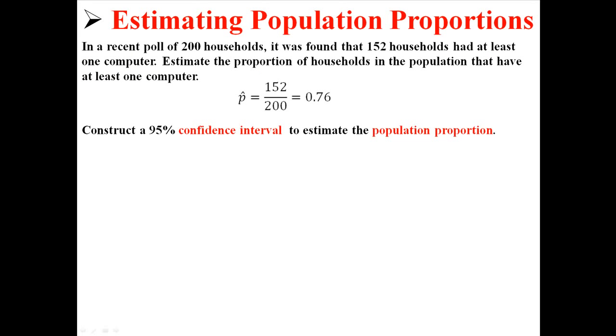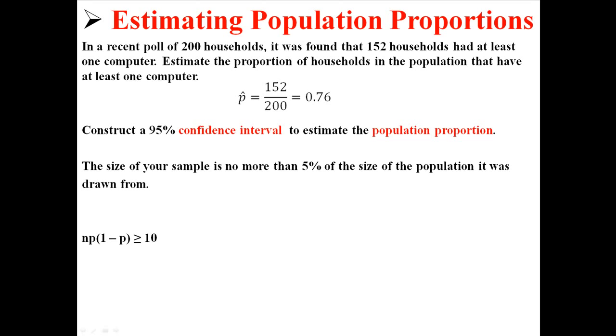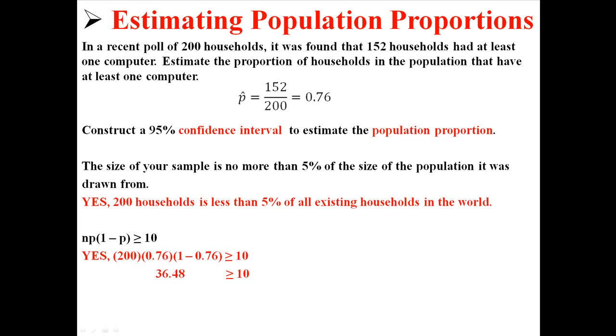So first of all, back to this example, I want you to construct a 95% confidence interval to estimate the population proportion. Now first of all, we have to check if it meets these two requirements. So the first one, yes, 200 households is definitely less than 5% of all the households in the world. And second of all, our equation, we find that 36.48 is greater than 10. And don't get too caught up with the meaning of that. Just realize that because it's greater than 10, it means we have approximately a normal distribution, and we can compare it to the normal distribution.